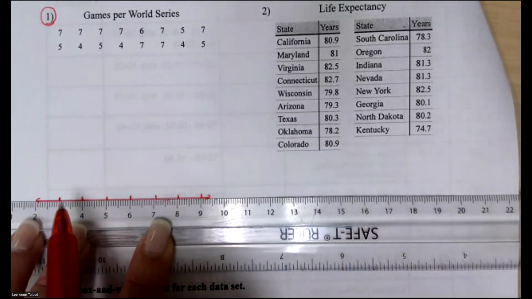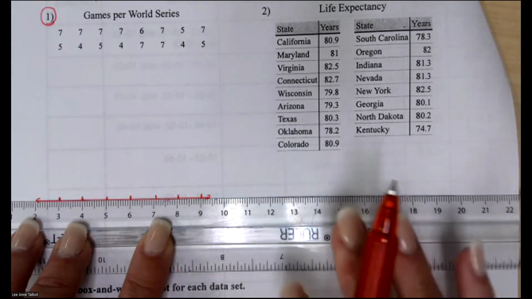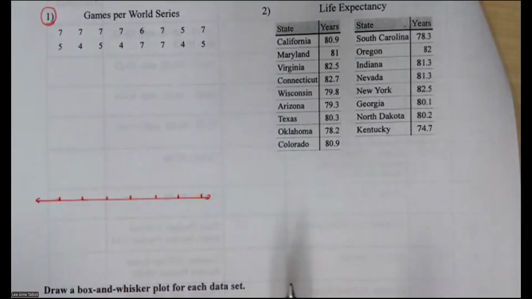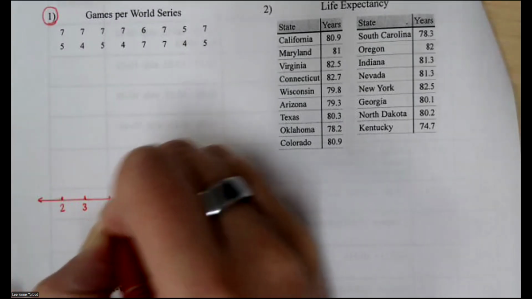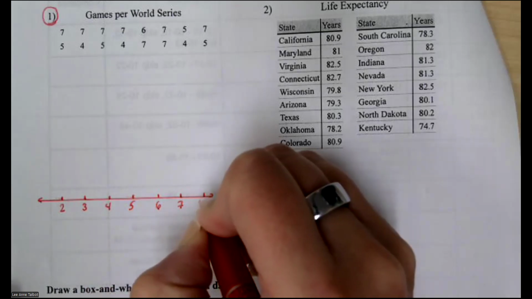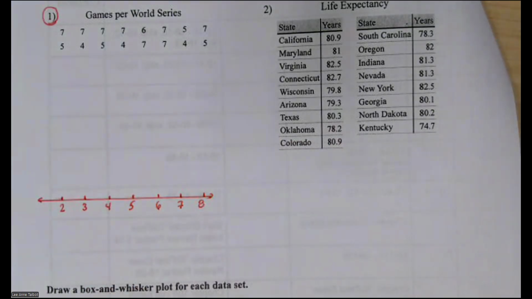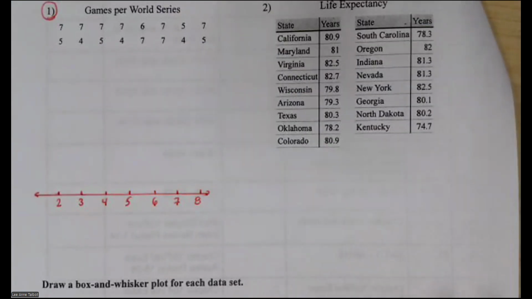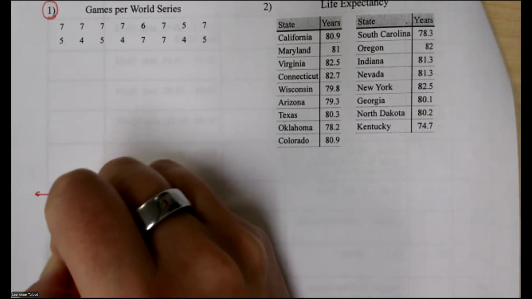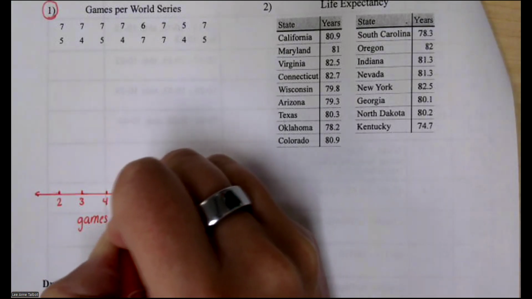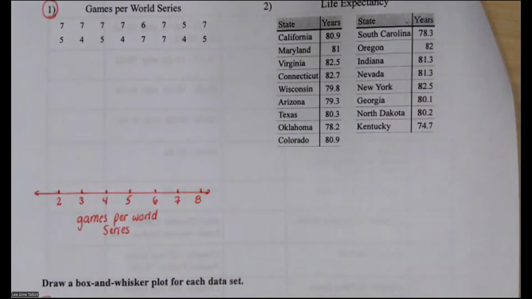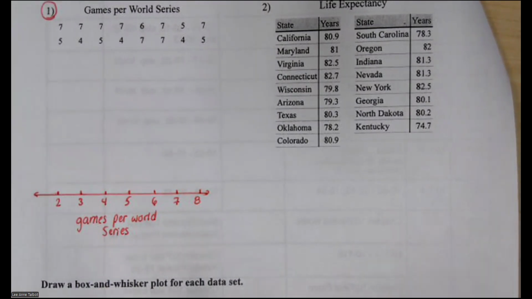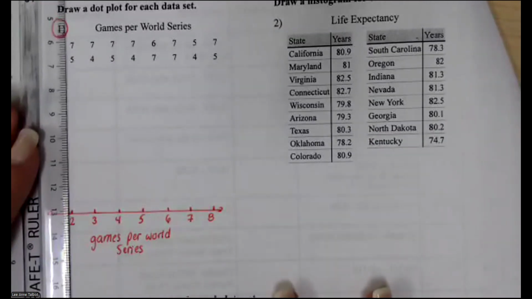So I just drew a line and then I used the centimeter markings to make my axis evenly spaced. And I'm just gonna start 2, 3, 4, 5, 6, 7, 8. The 2, 3, and 8 are really kind of just extra at this point. And then we want to make sure to label our axis. Now, again, for the dot plot, I like my dots to be evenly spaced.